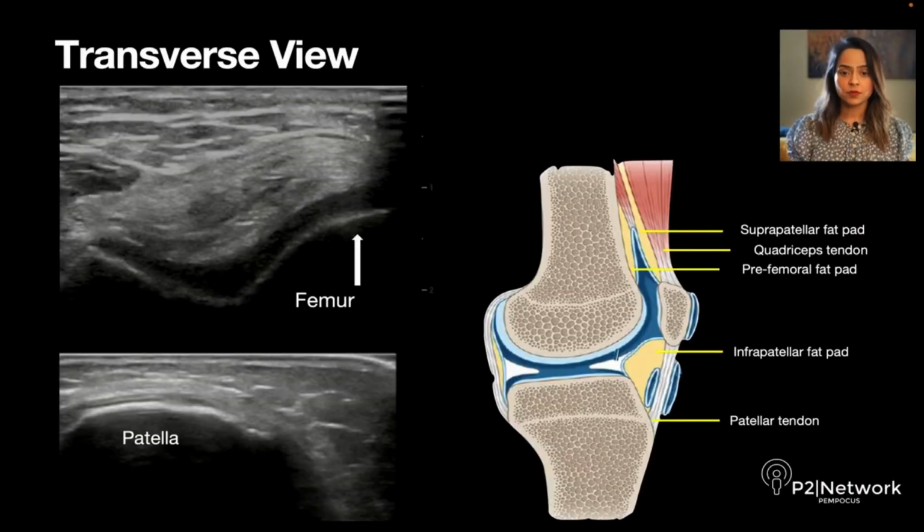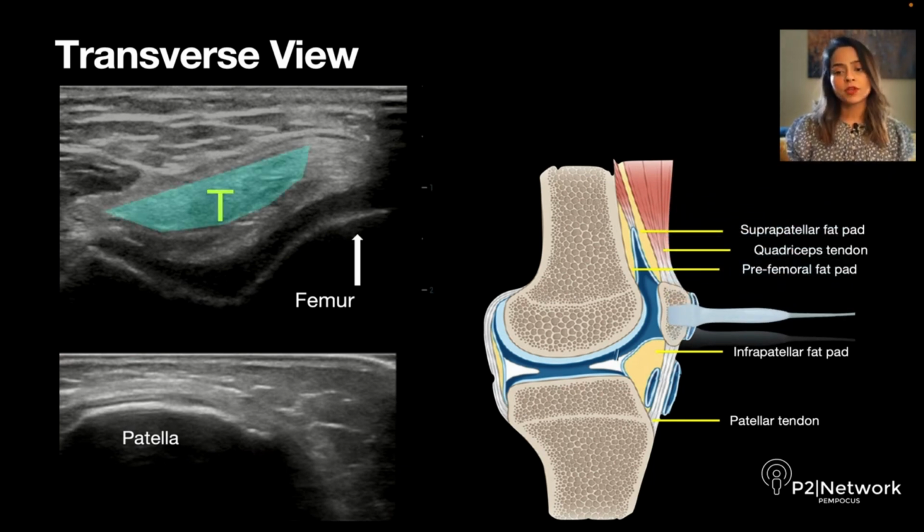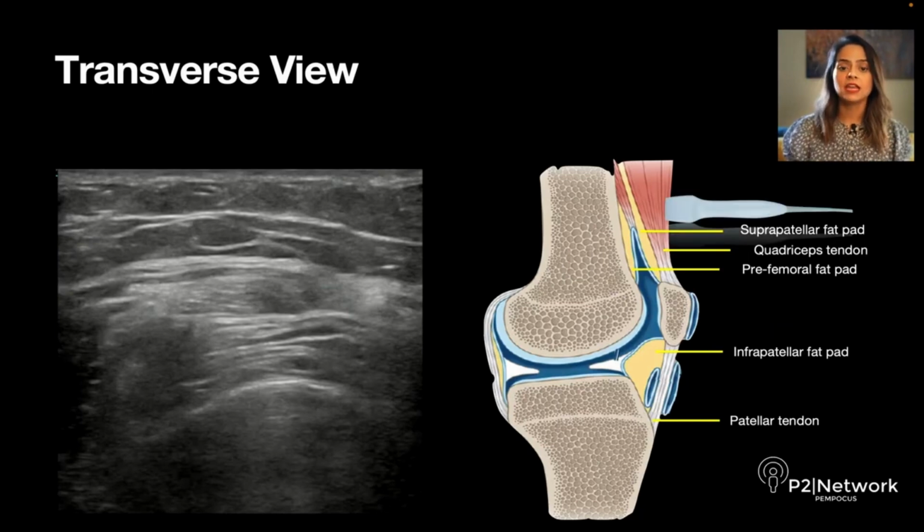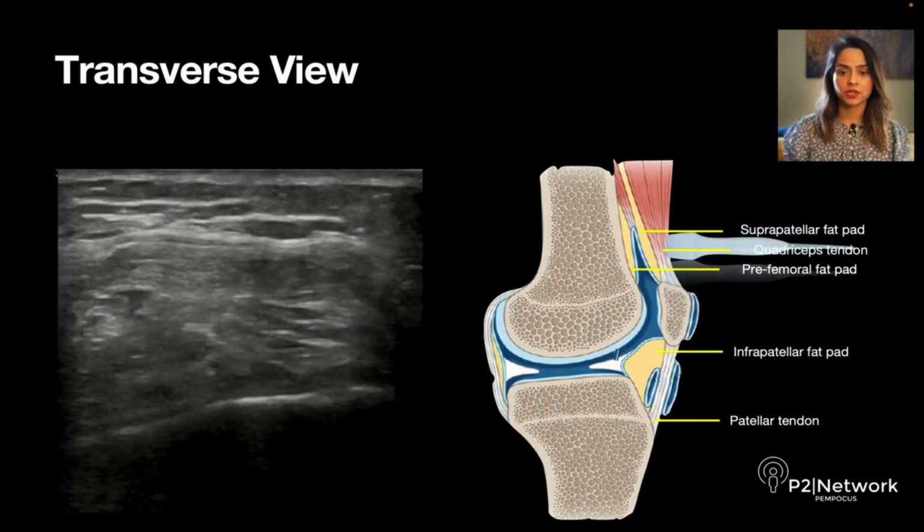For the transverse view, turn the probe 90 degrees with the probe marker now facing the right of the patient. The prominent anatomical landmarks in this view are the quadriceps tendon, which can be traced down all the way to its insertion on the patella, and the femoral cartilage. Be careful not to confuse the femoral cartilage with an effusion, which is generally seen above the fat pad. Fan superiorly and inferiorly for a comprehensive evaluation.